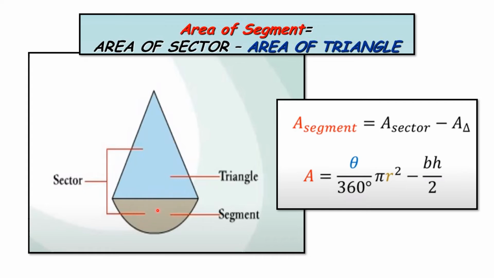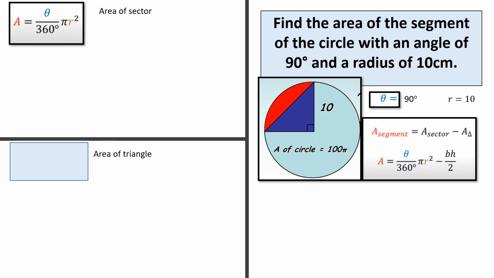Para makuha natin ang segment, you have to subtract the area of a triangle, itong triangle na to, from the kabuuan, which is the area of the sector. So, syempre, ang matitira is segment part. Okay, let's have an example. Find the area of the segment of the circle with an angle of 90 degrees and a radius of 10 centimeters. Look at our figure. Ang given radius daw natin is 10. Ito yung ating triangle at ito yung red part, yung segment natin.